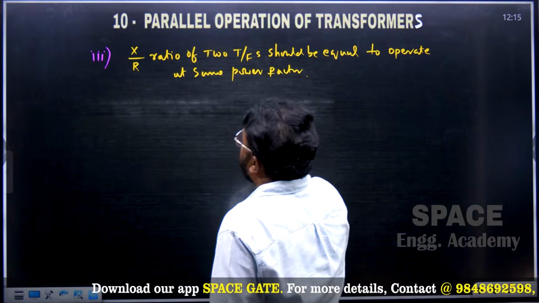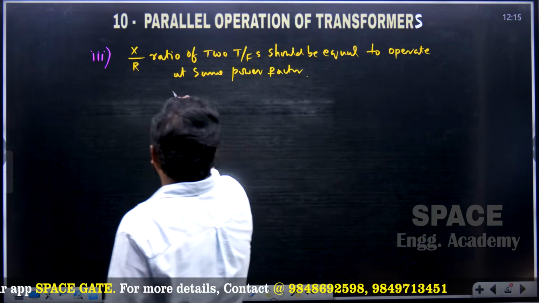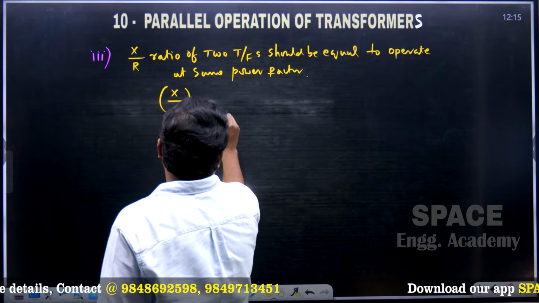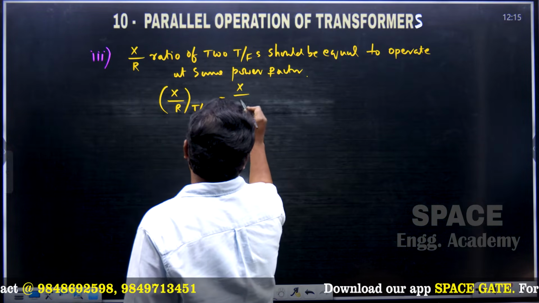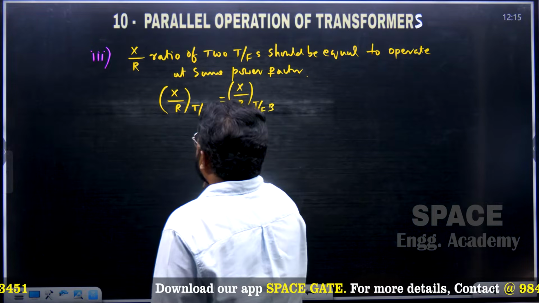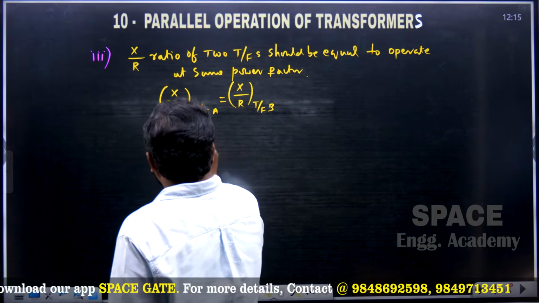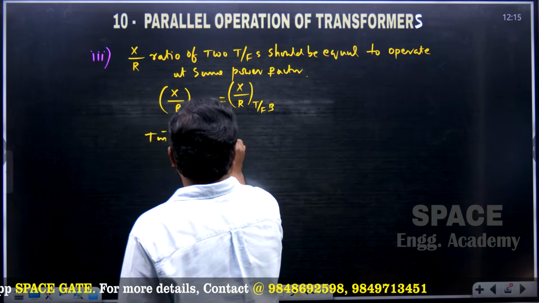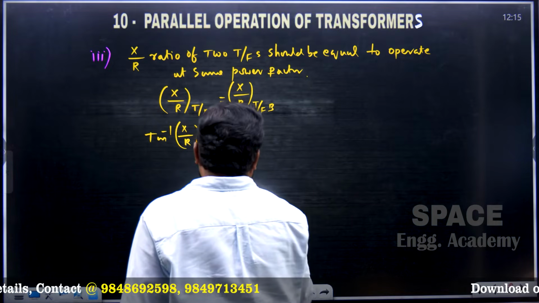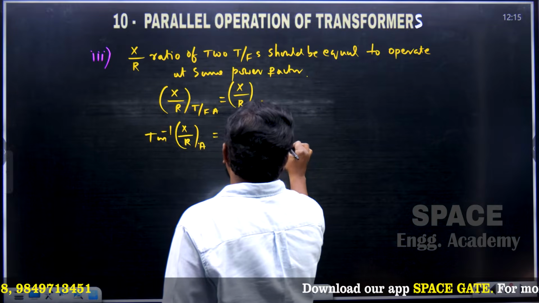So X by R ratios of the two transformers are equal. That means the X by R ratio of transformer A is equal to the X by R ratio of transformer B. Suppose we take tan inverse of X by R: for transformer A it is equal to tan inverse of the X by R ratio of transformer B.